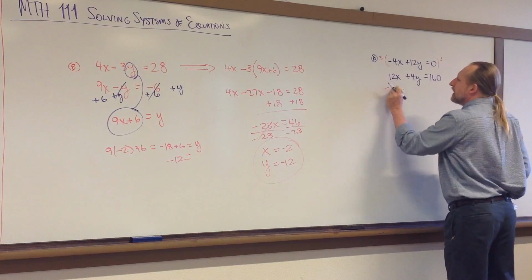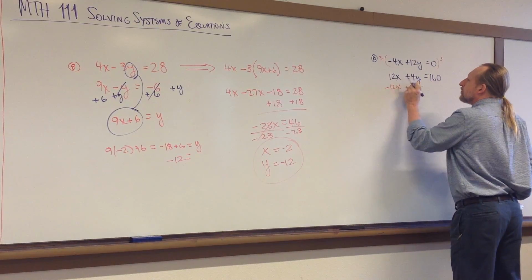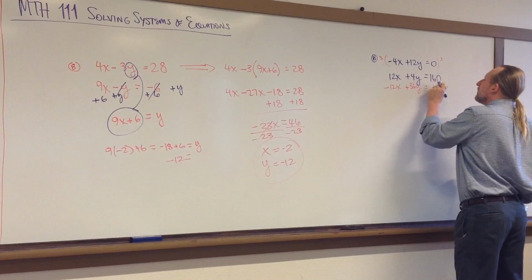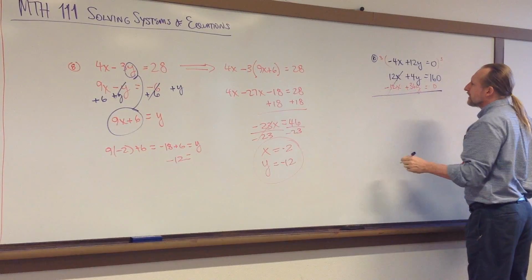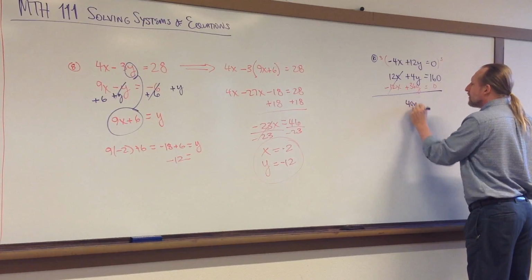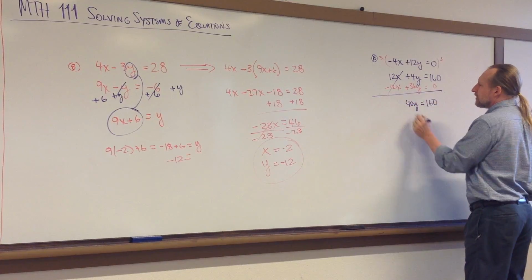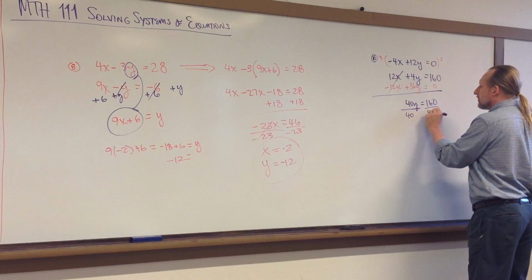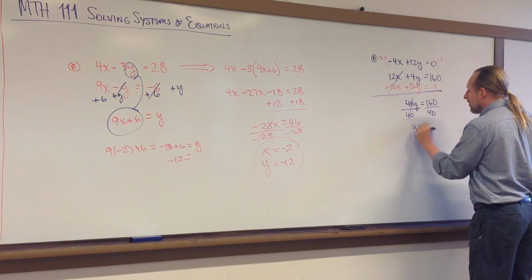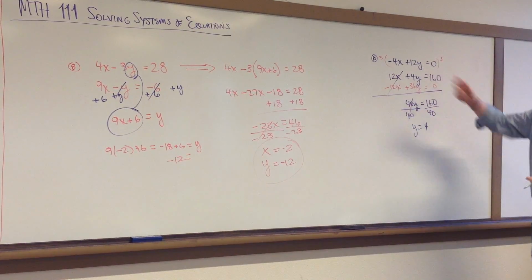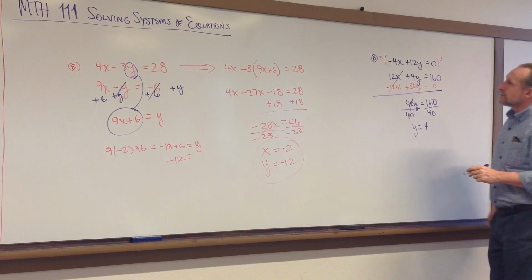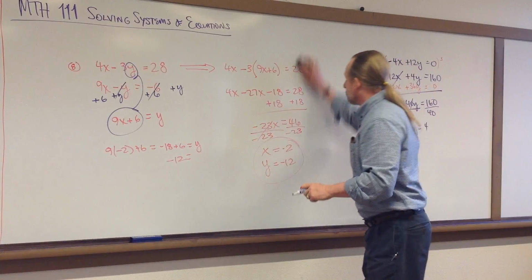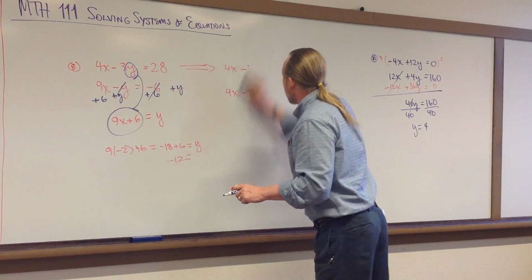So this will be negative 12x plus 36y, still a 0. 3 times 0 will still be 0. So these will cancel. This will be 40y equals 160. So it looks like y will be 4. And if y is 4, let me find a good place to find out what x is.